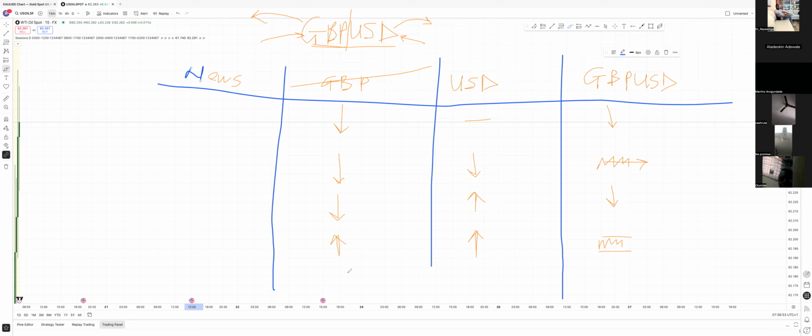So what about a situation in which the news we found out about GBP is good and the news we found out about USD is bad? What is going to happen? Is it a buy or a sell? Okay. It's a buy. It's a buy, correct.